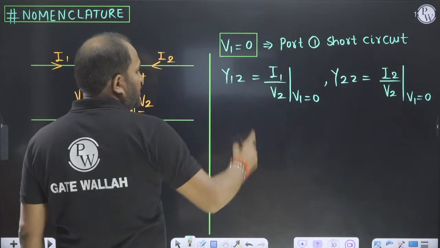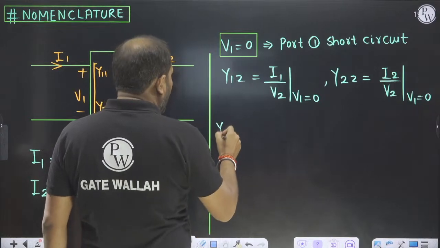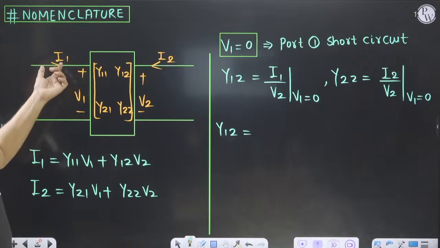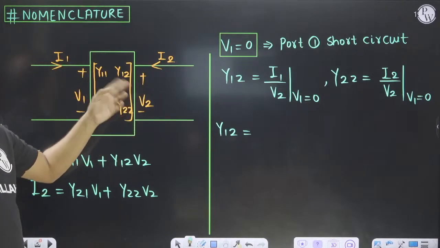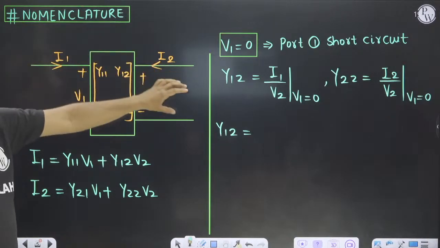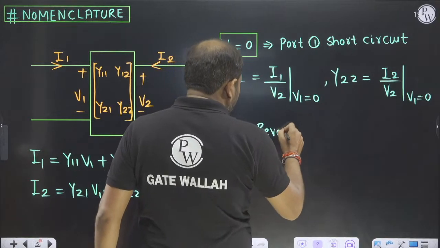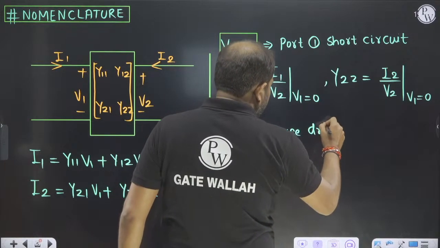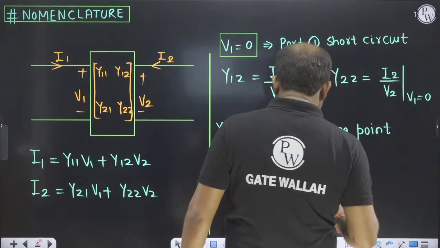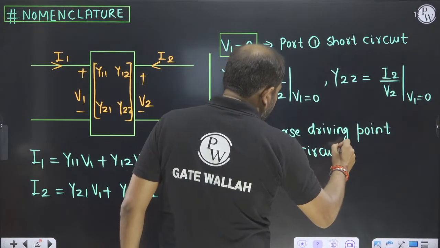So what will happen here? For Y12, output is 1, input is 2. So it is reverse, because this one is input and this one is output: at the input side output, at the output side input. So it is known as reverse driving point short circuit admittance.